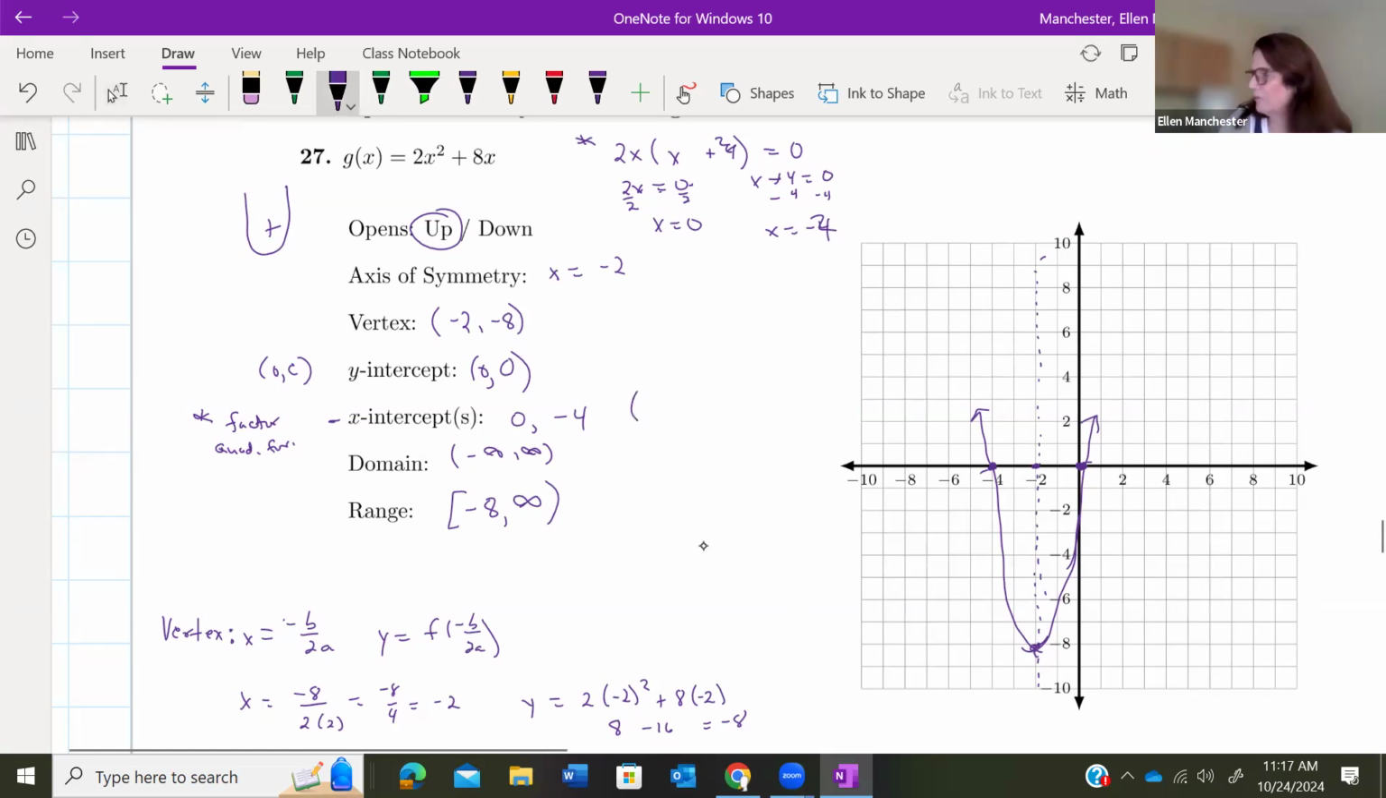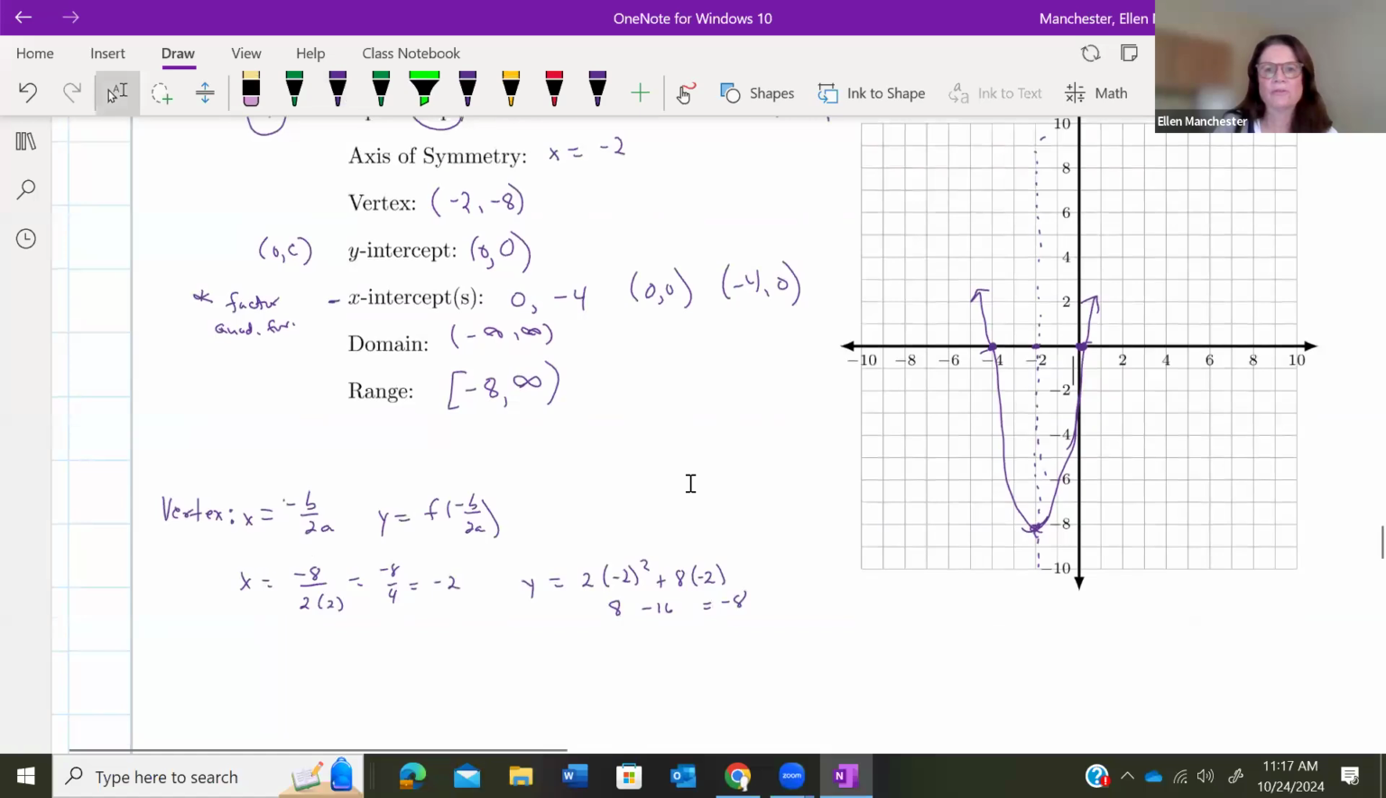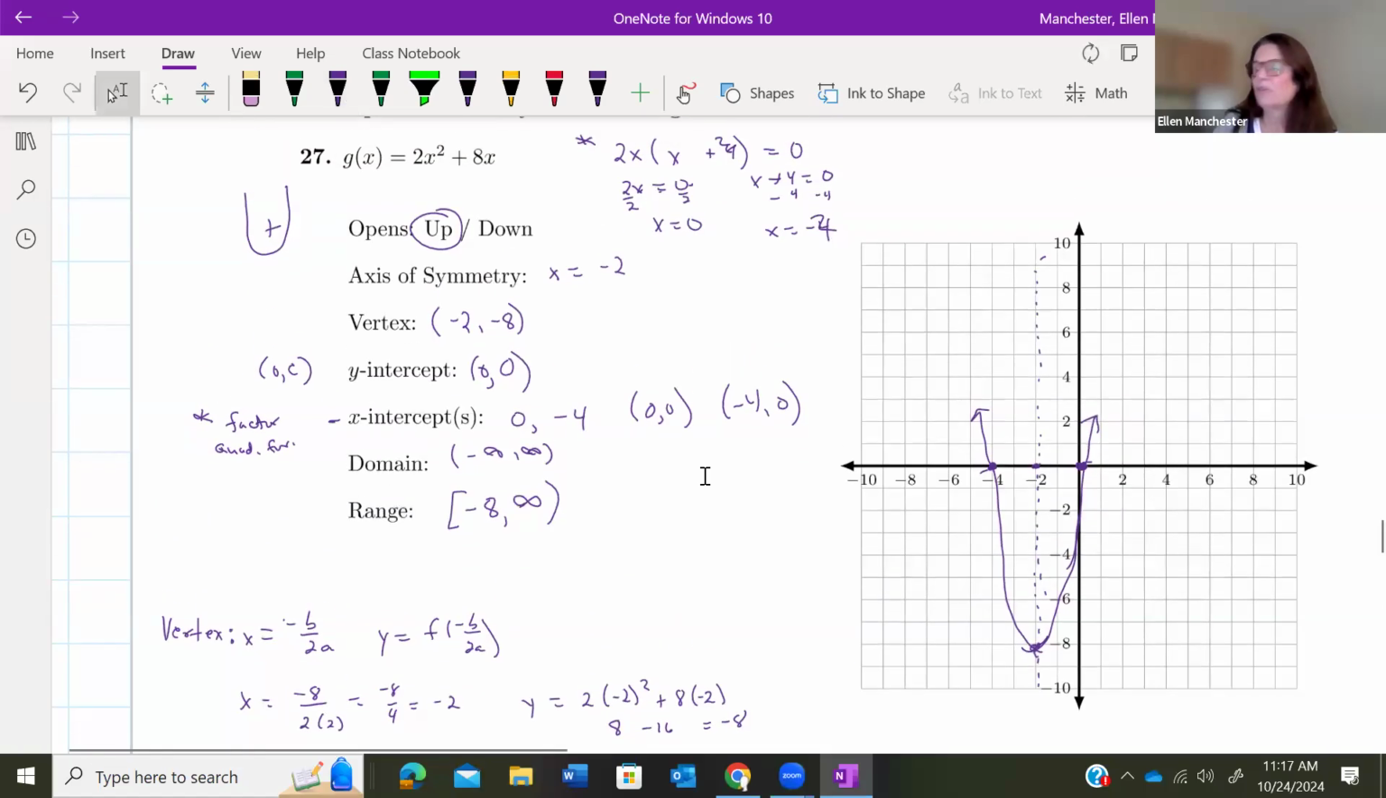Just in case, I'll have to look and see, just in case they show your x-intercepts this way, right? It's a point, the address, (0, 0) and (-4, 0). But this way is fine too, if you just give me what x equals. Okay, so that's the only difference between what we were doing before and what we're doing now.